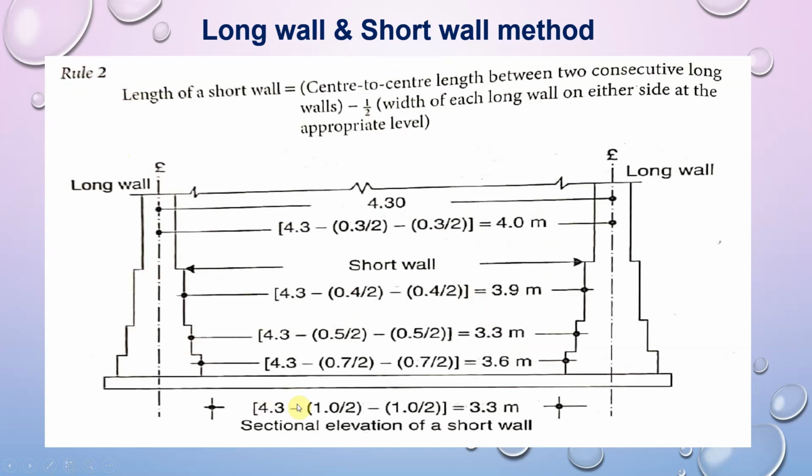Now rule number 2. Here in this sectional elevation, the long walls are perpendicular to the figure plane, and the short walls are in between the long walls. From the sectional elevation of the short wall itself, it is clearly seen that as we move from the bottom of the foundation towards the plinth level, the length of the short wall goes on increasing. So for example, 3.6 meter is the length of the first step of the footing, but as we move up to the second level, it becomes 3.3, then 3.9, and then 4 meter. So that means the length of the short wall increases as we move from the bottom of the trench towards the plinth level, which is the opposite of the long wall measurement.